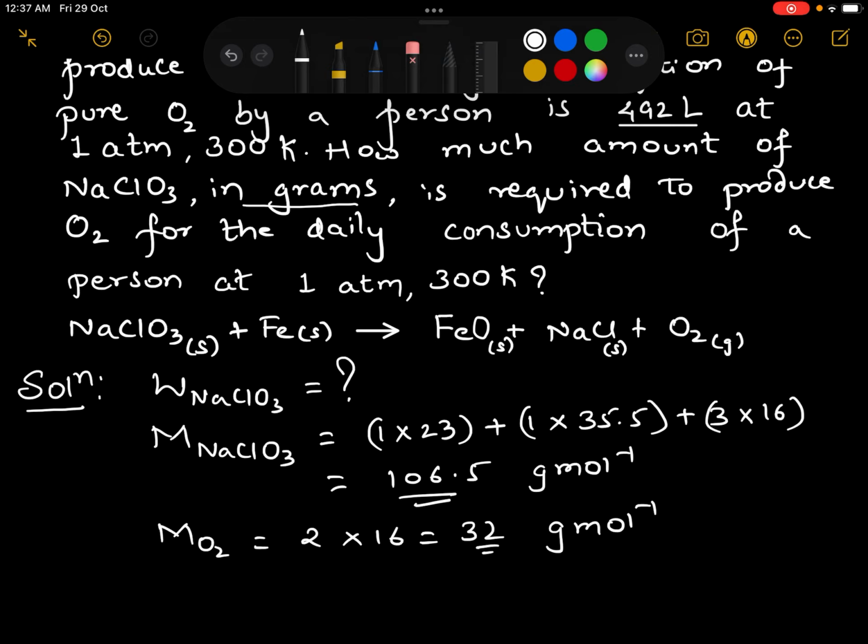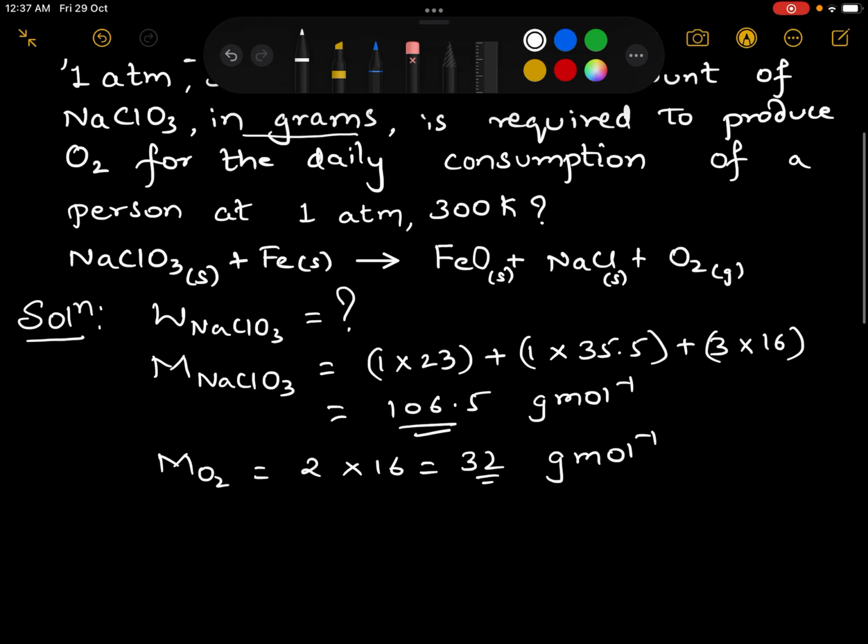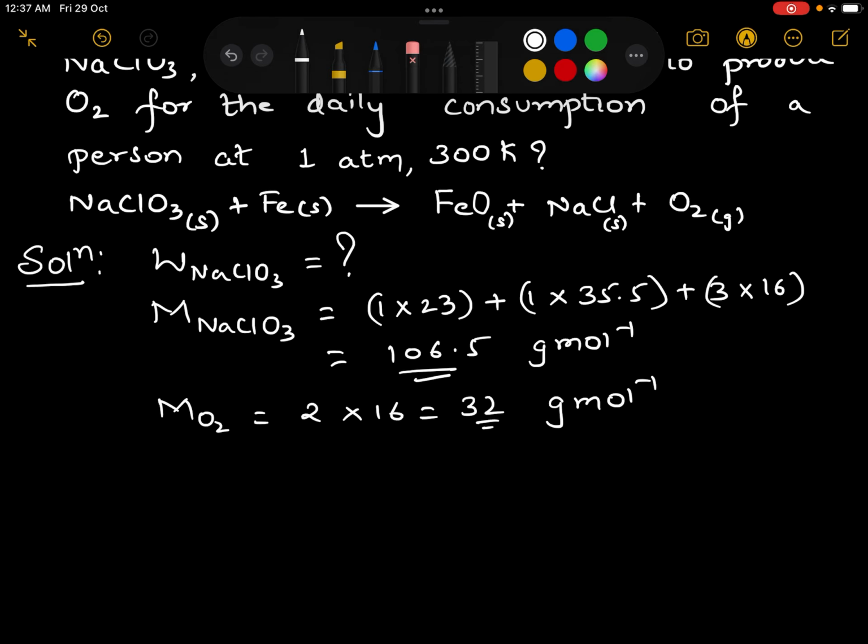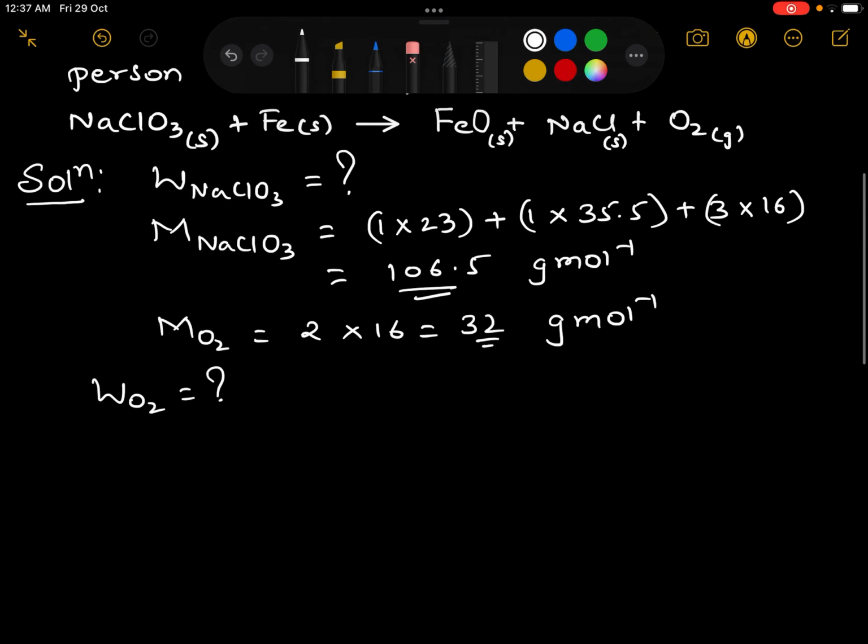Now in this numerical we cannot use the stoichiometry of mass and volume relationship. The reason is the volume which we measure is actually at standard temperature, but over here the temperature is 300 Kelvin, which is not standard. So we can't use a direct mass volume relationship. So what we are going to do is first find the mass of oxygen. Now how do we do that?